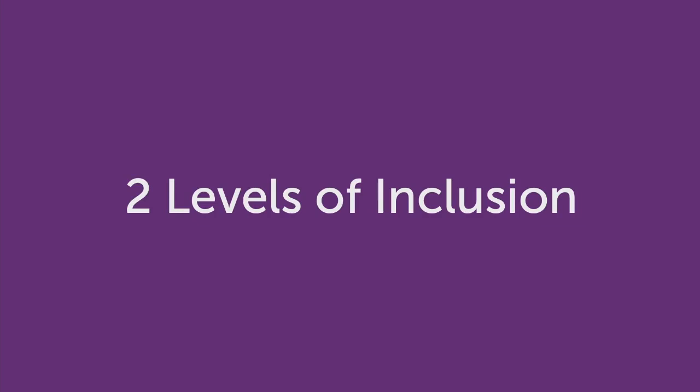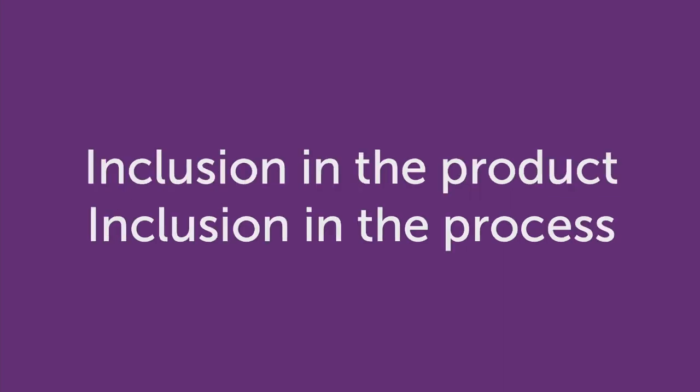So 2 levels of inclusion. There's inclusion in the product and inclusion in the process. So when we think of creating an inclusive product, ultimately we are creating a product or a thing that does not exclude people with disabilities, right? If we think of the process, inclusive design, we're looking at creating a process that does not exclude people with disabilities.